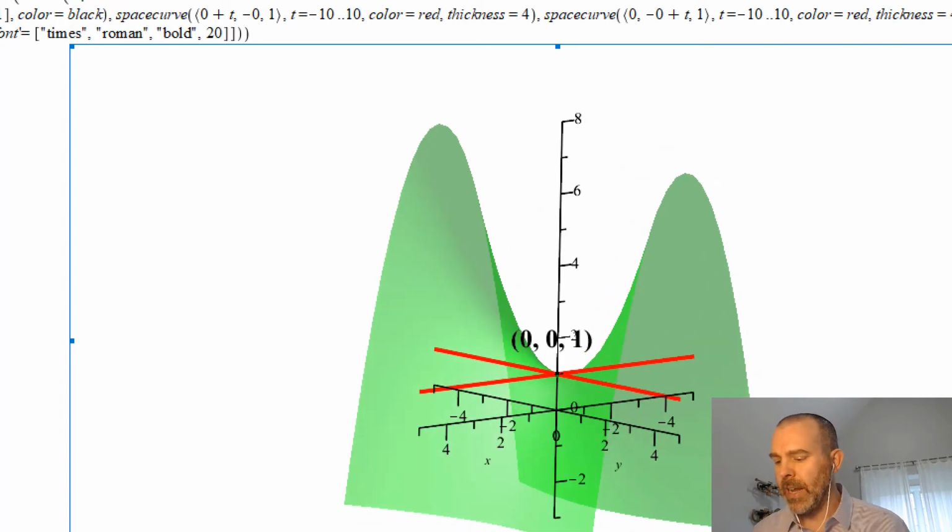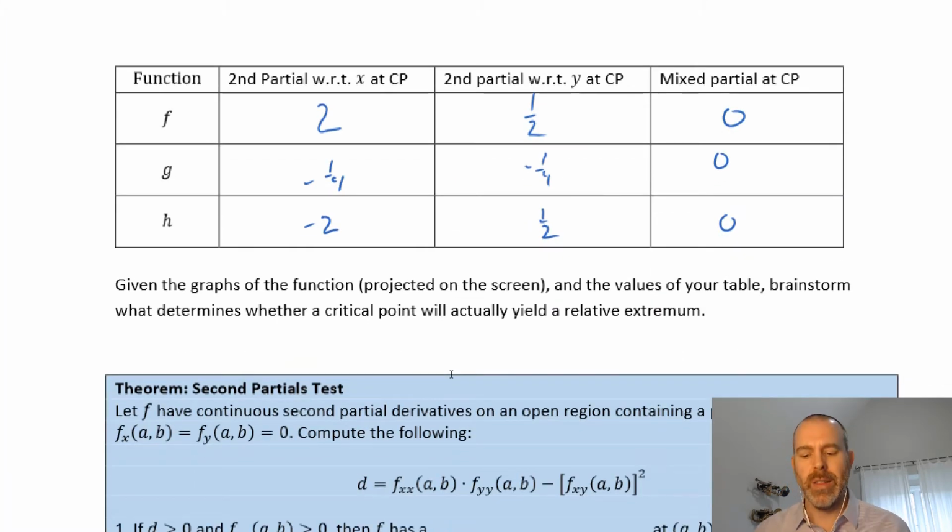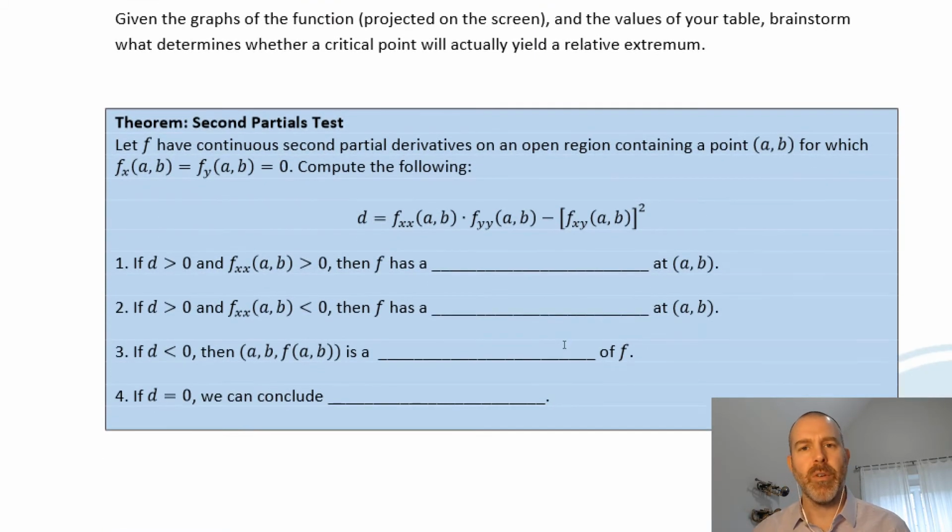So this is related to that table you made. We ignored in these examples the mixed partials because they happen to be 0 in all of these. They won't always. But here is our theorem for finding whether a critical point is a relative maximum or minimum for functions of two variables. We're going to calculate a new thing here, call it D. And it is the second partial derivative with respect to x at your point multiplied by the second partial derivative with respect to y, and then you subtract the mixed partial squared.